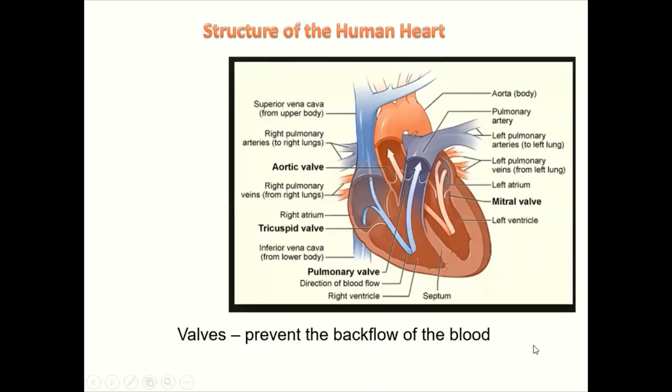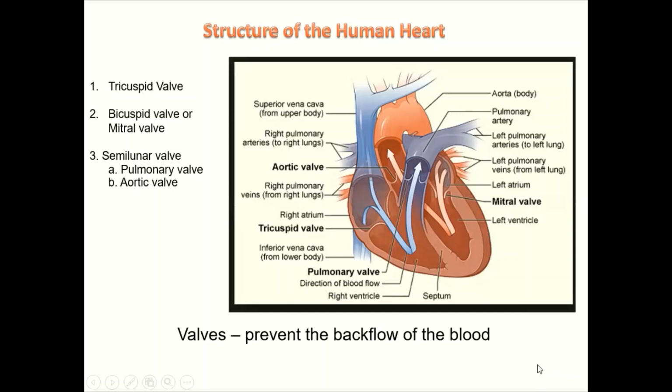What are the valves in the heart? So these are the tricuspid valve, here between RA and RV. Another one is the bicuspid valve between LA and LV. So here is the bicuspid valve. The other name is mitral valve. And the two semilunar valves: this is the pulmonary semilunar valve, or pulmonary valve, and this one is the aortic valve, or aortic semilunar valve. So these valves ensure that the blood flows in one direction.